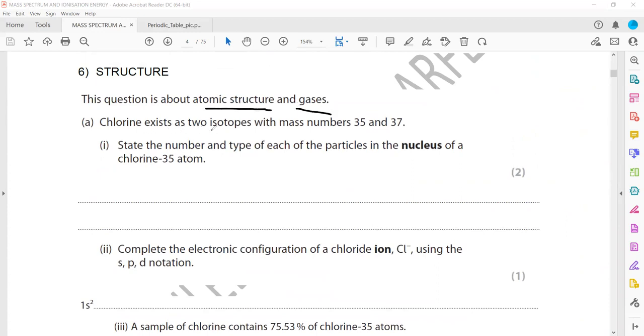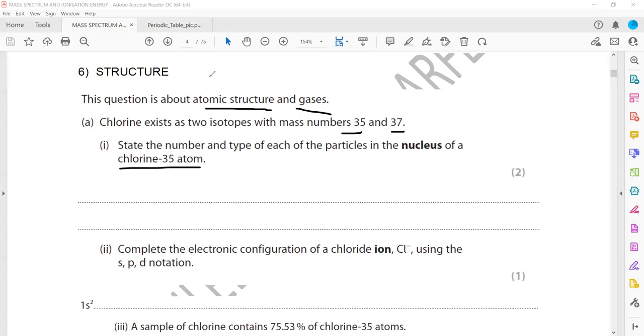Chlorine exists as 2 isotopes, 35 and 37. State the number and the type of each particle in the nucleus of chlorine 35. So they're only asking for the nucleus. The nucleus does not contain electrons.